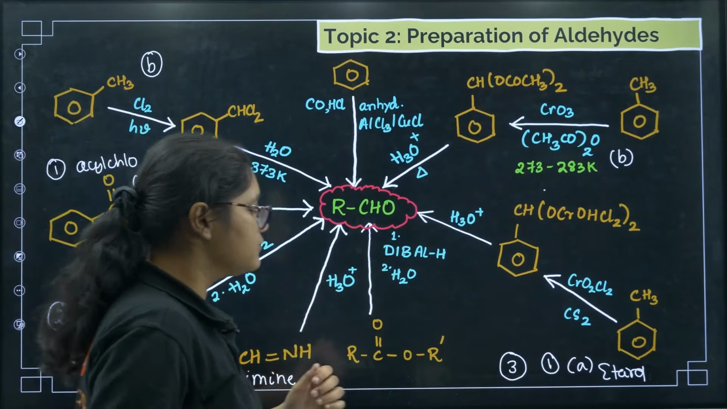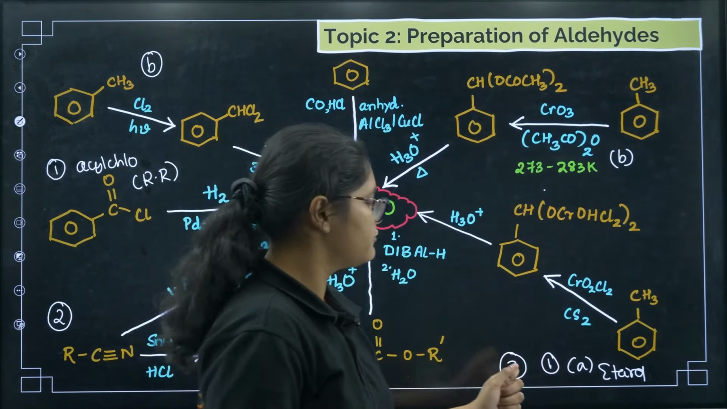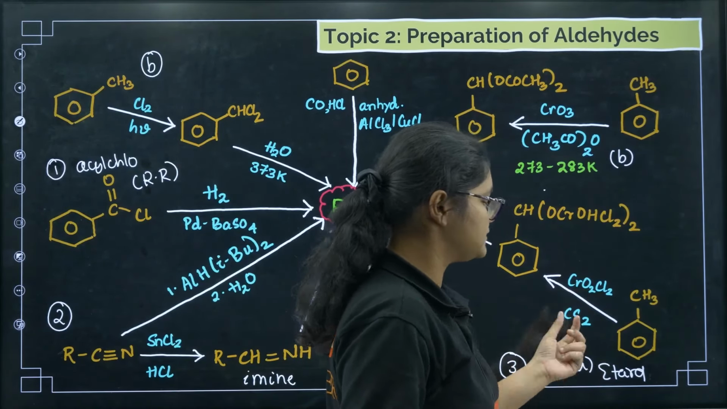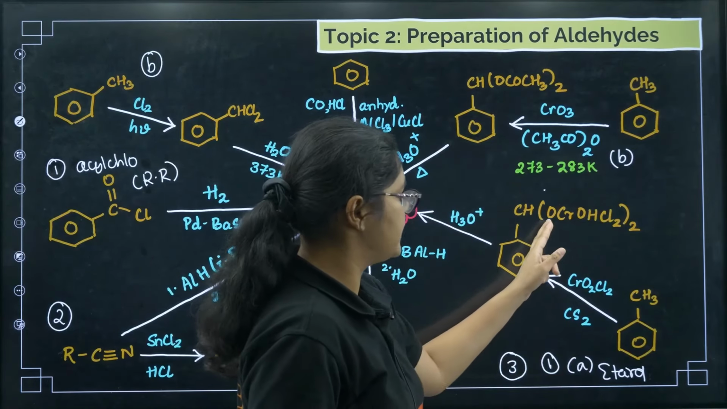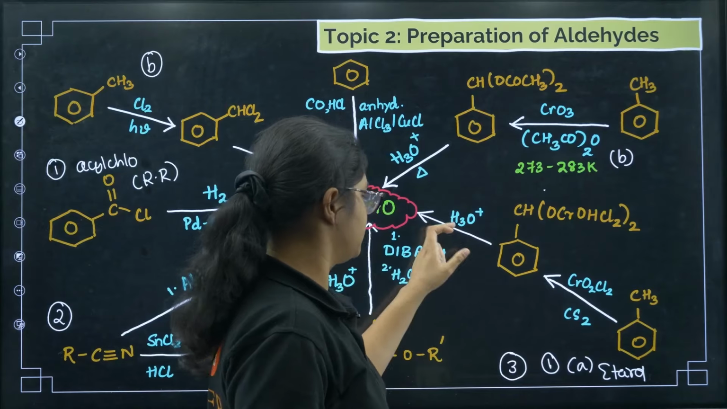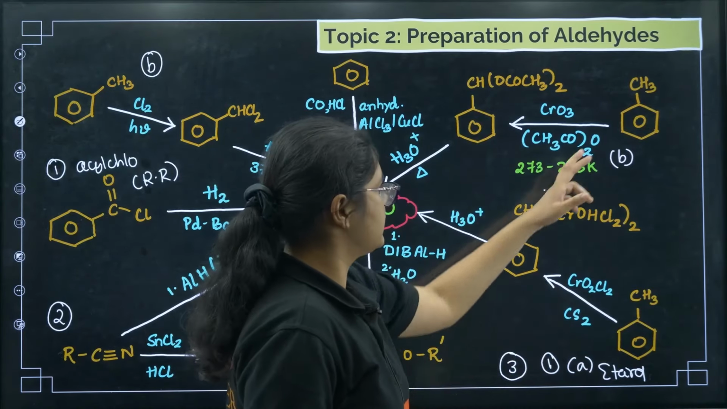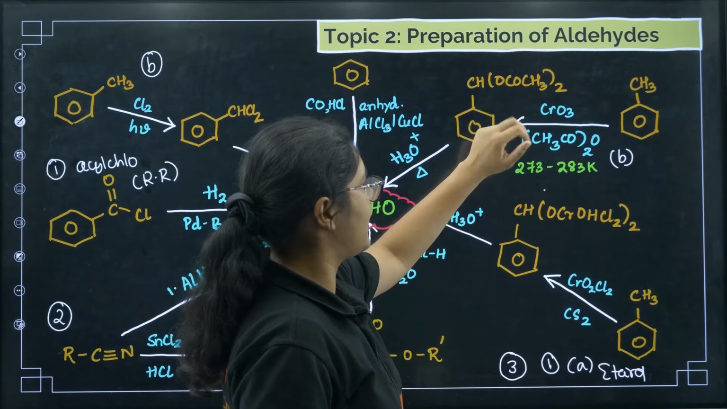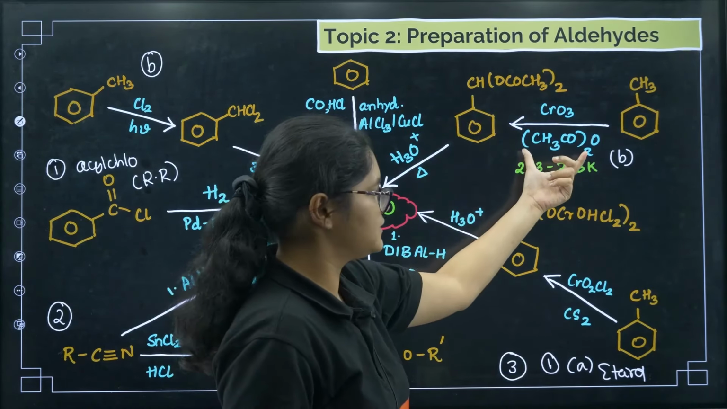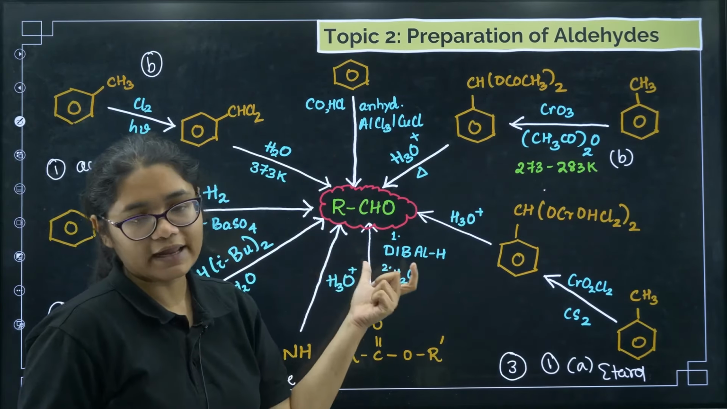The third one is from oxidation of methylbenzenes. If I take any methylbenzene and treat it with CrO2Cl2 and CS2, this intermediate, a chromium complex with CHCl2, is formed, and then with H3O plus we get RCHO. This is your Etard reaction. You can also treat it with CrO3 in acetic anhydride and you will get an intermediate like this, and on hydrolysis you will get benzaldehyde again.